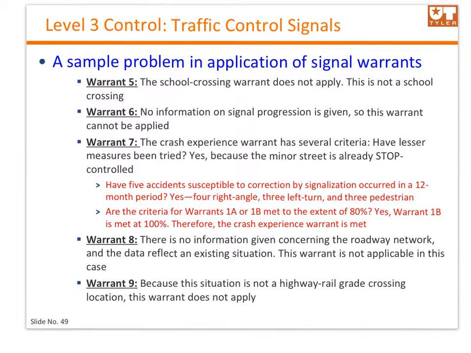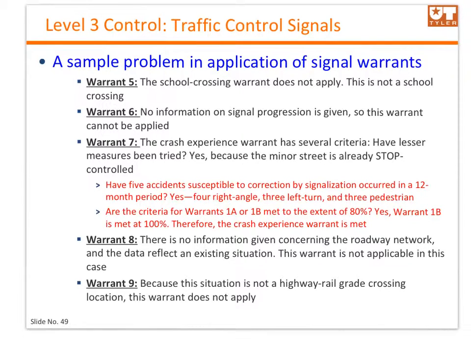Now the rest of the warrants, which are pretty much special cases: warrant 5 has to do with the school. So the school crossing warrant doesn't apply, as this is not a school crossing, or at least it wasn't mentioned in this problem. Warrant 6 also, there was no information on signal progression given, so this warrant cannot be applied. Warrant 7, the crash experience warrant, has several criteria.